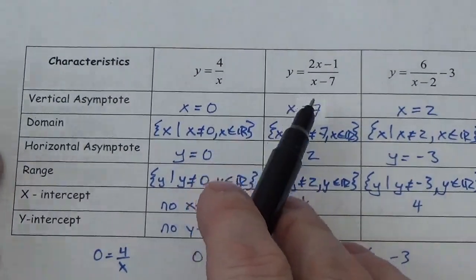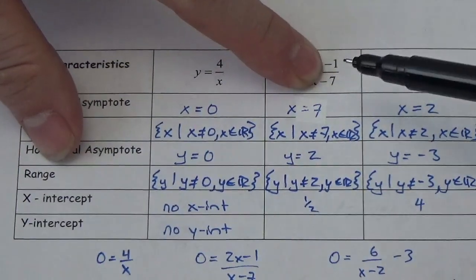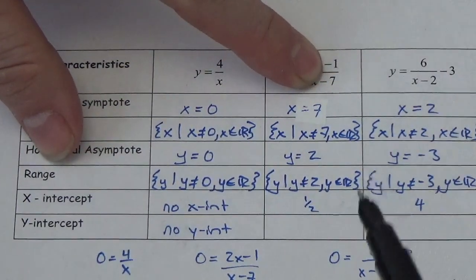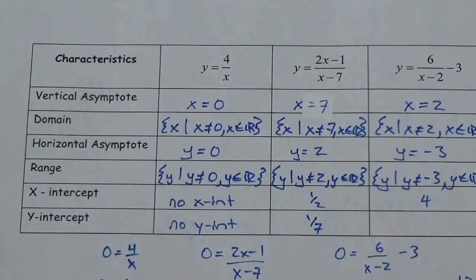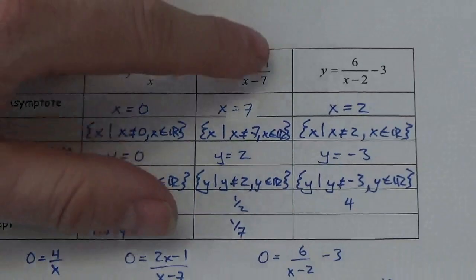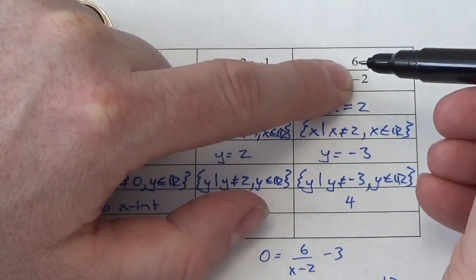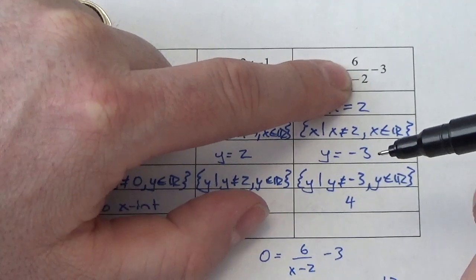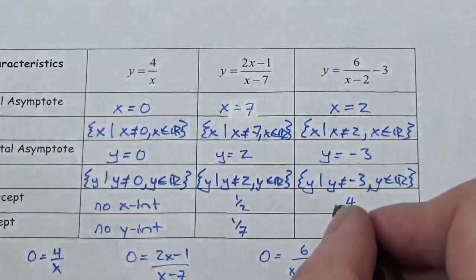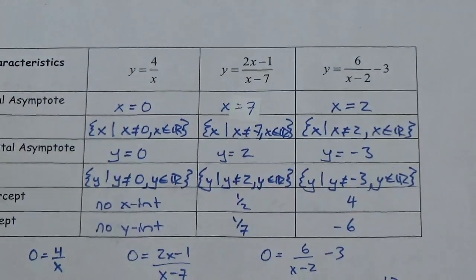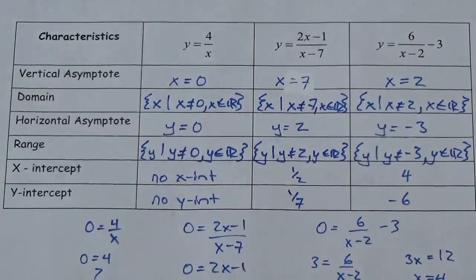If you make x equal to 0 here, basically what happens is those two terms disappear, and I'm left with -1 over -7, or just 1/7. Over here, it's a little bit more complicated than that. If I let x go to 0, that goes away. And so now I've got 6 divided by -2. That's going to be -3. Minus 3 is going to be -6. Okay? And there you go. We filled in the chart.